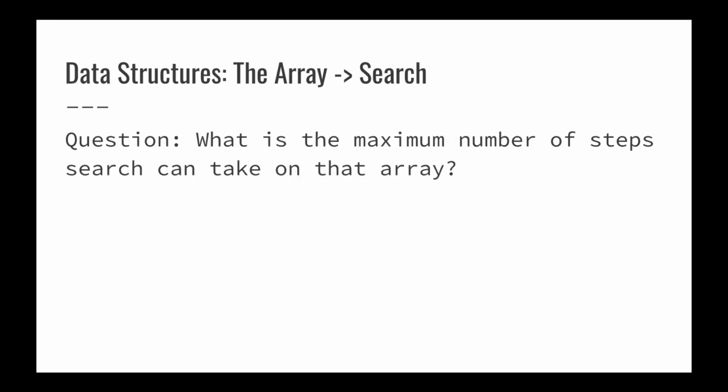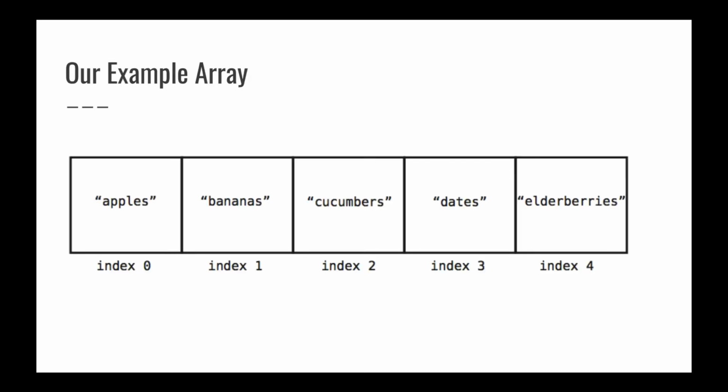So I have a question for you. What is the maximum number of steps that searching for something can take on an array? So in this example array, where there are 5 things, the maximum number of steps would be 5. Because let's say we're searching for elderberries. It would take the computer 5 whole steps until it finds them, because it would start at index 0, and after 5 steps eventually find elderberries, because again, a computer cannot look at something with eyeballs and has to just analyze one cell at a time.